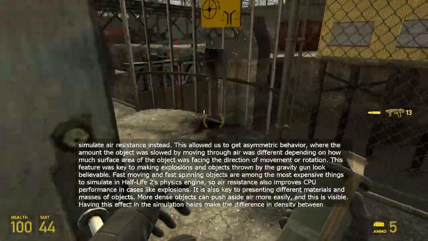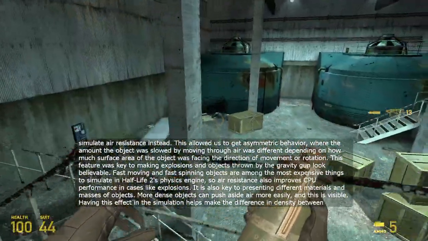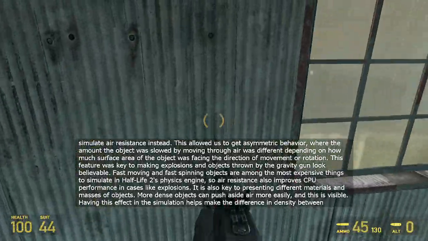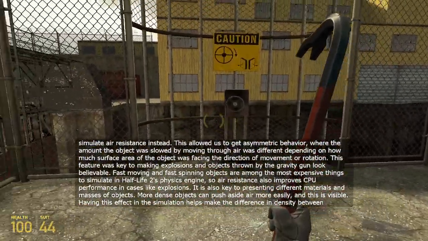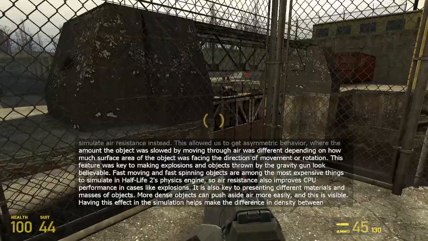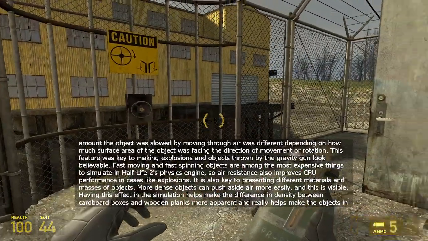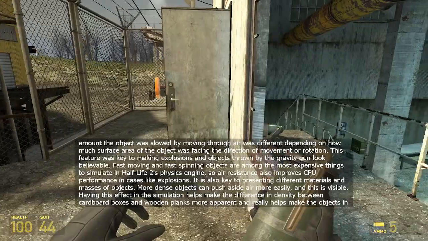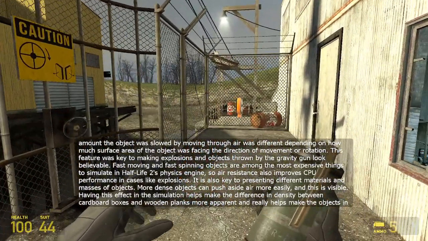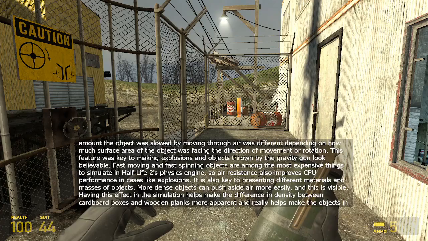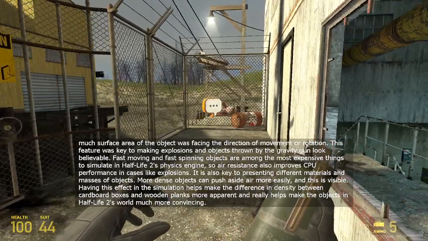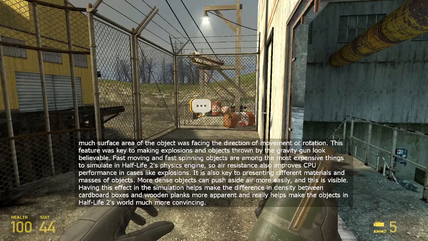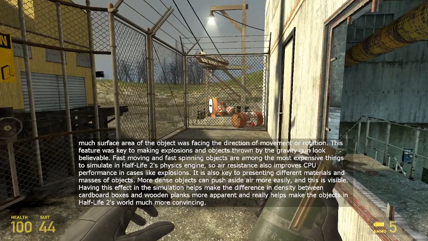Fast-moving and fast-spinning objects are among the most expensive things to simulate in Half-Life 2's physics engine, so air resistance also improves CPU performance in cases like explosions. It is also key to presenting different materials and masses of objects. More dense objects can push aside air more easily, and this is visible. Having this effect in the simulation helps make the difference in density between cardboard boxes and wooden planks more apparent, and really helps make the objects in Half-Life 2's world much more convincing.